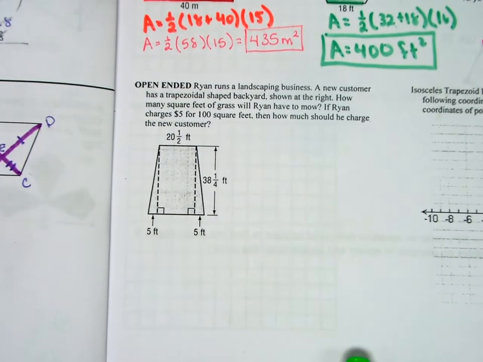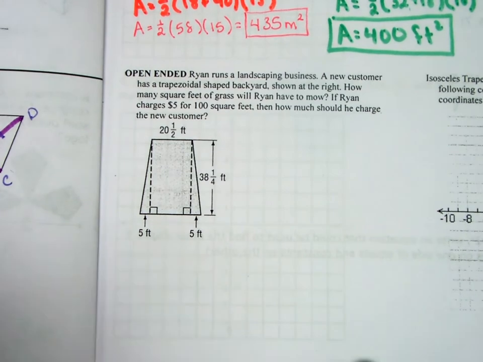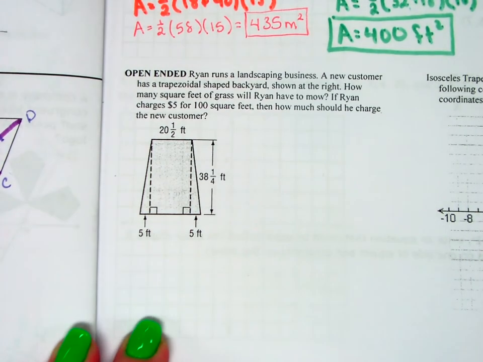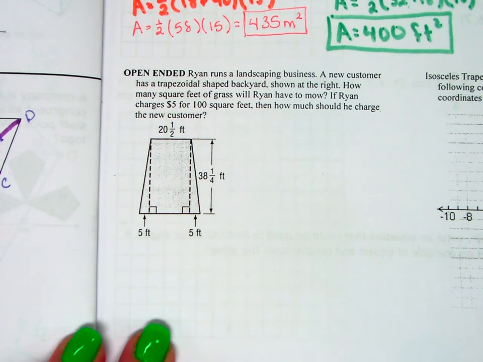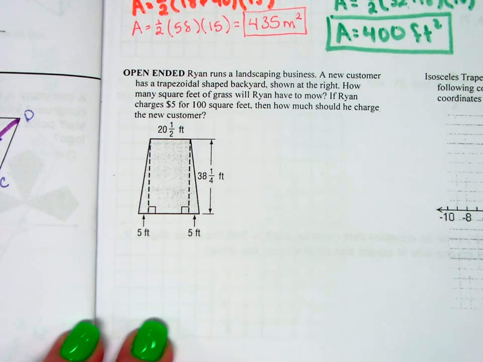Okay. Ryan runs a landscaping business. A new customer has a trapezoidal shaped backyard shown at the right. How many square feet of grass will Ryan have to mow? If Ryan charges $5 for 100 square feet, how much should he charge the new customer?